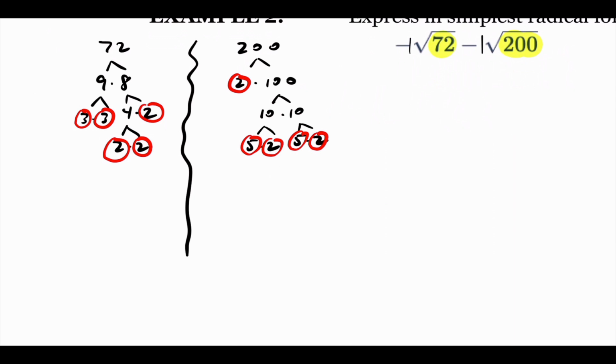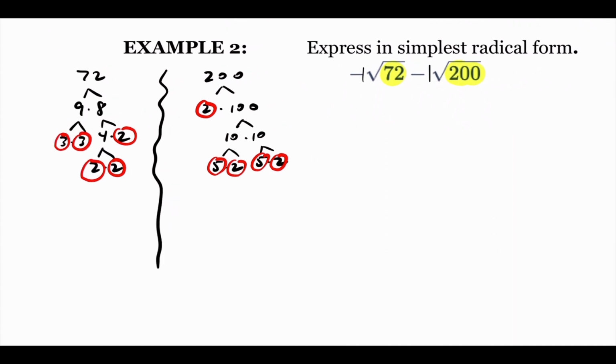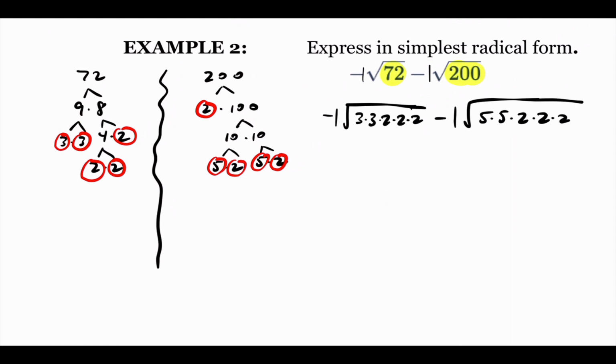I'm going to put those back in. Rewrite the problem, but instead of 72 and 200, I'm going to write what I broke them down into. So 72 was 3 times 3 times 2 times 2 times 2. 200 was 5 times 5 times 2 times 2 times 2. Look for pairs.